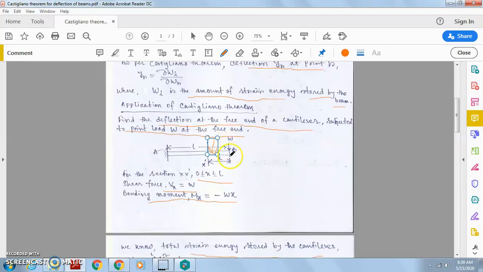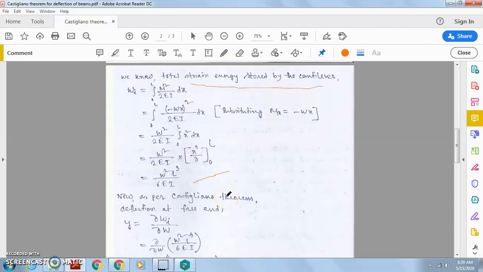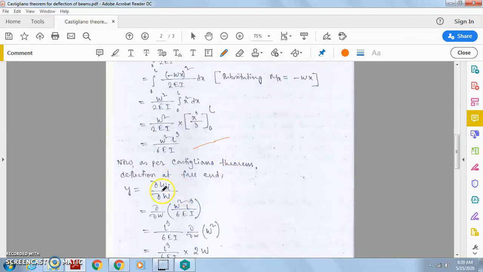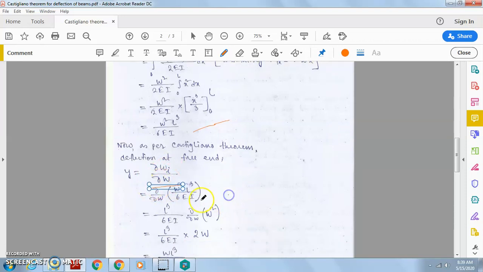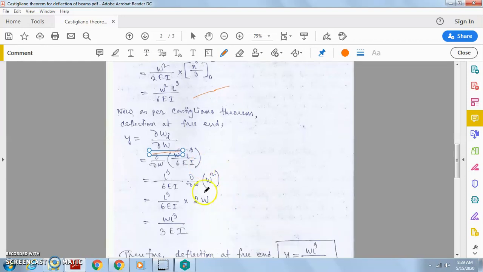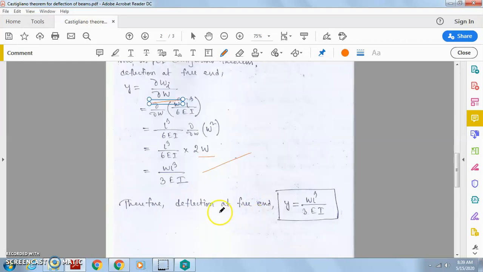So the load acting at the free end is W. We will take the partial derivative of Wi with respect to W, so del Wi by del W. After solving the derivative, we get a value like this, WL cube by 3I. Therefore, the deflection at the free end, y, equals WL cube by 3I.